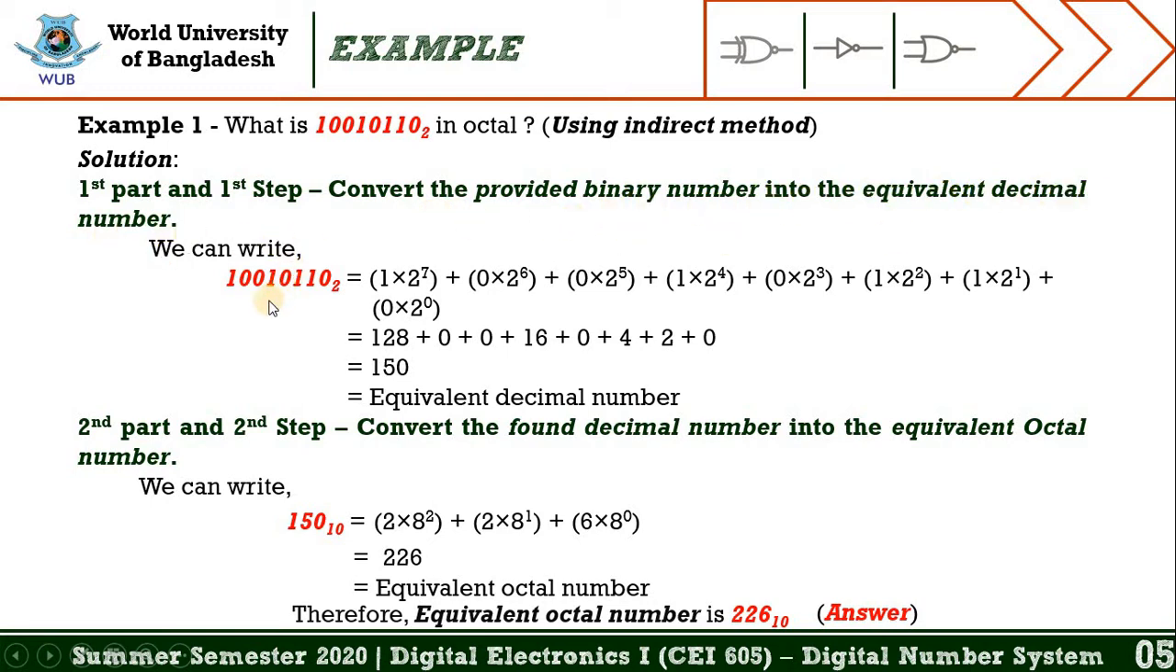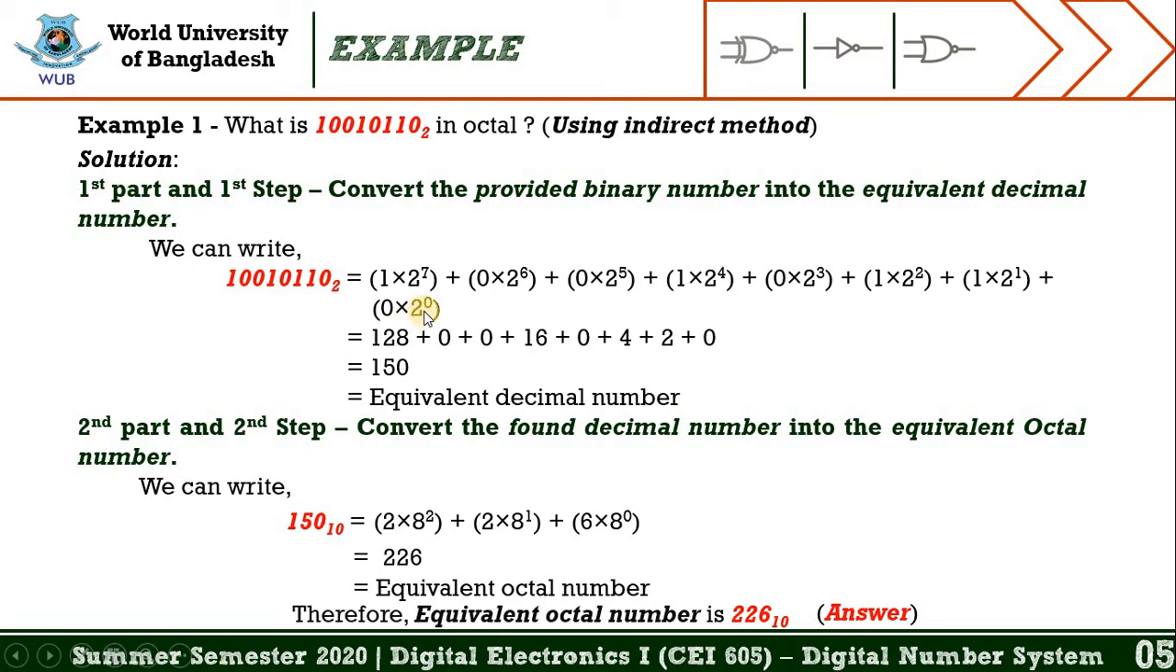We can write 10010110, where the rightmost is the representation of the LSB, and the leftmost is represented as the MSB. So start with the right one, 2 to the power 0. I again repeat, 2 to the power 0 is the representation of positional notation. We already know these terms from the previous lectures.